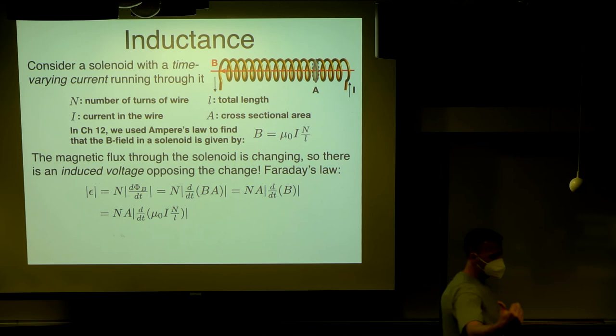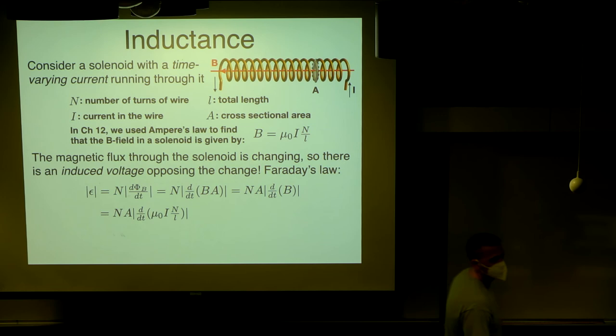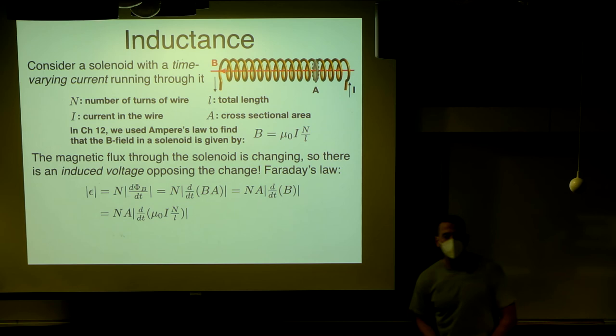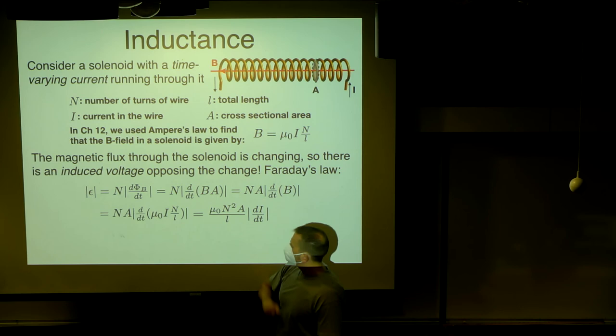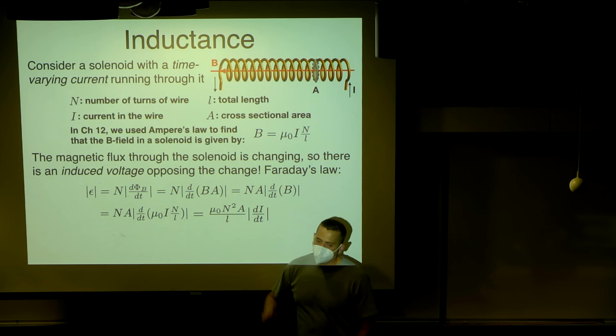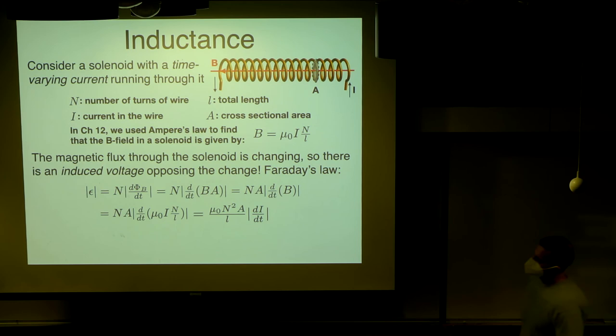Now, what can I pull out of the derivative? You got it. Mu naught is a constant, N is a constant, so is L. So all of that can come out, right? And then I'm just left with I. I is what is actually changing here, right? So doing that, I have mu naught, and now I have N squared. I already had a factor of N out here. I have a second factor. That's N squared now. And then I have A, and then I'm dividing by L. And then the only thing left to take the derivative of is I, so I have dI dt right here. Okay? So let's think about what this is saying.